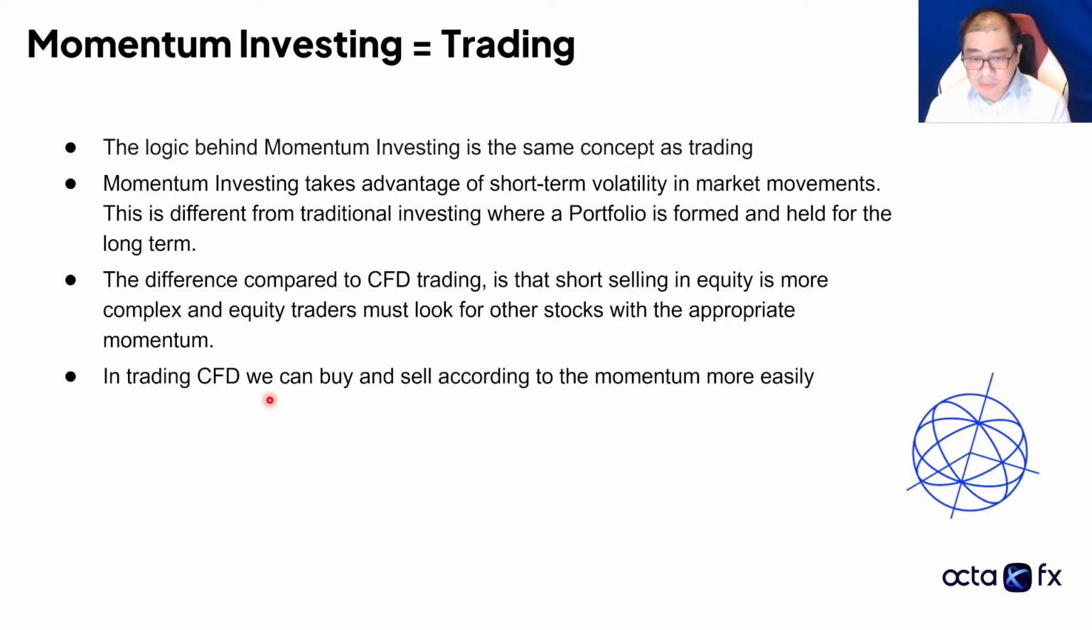Okay. The difference compared to CFD trading, I talked about this earlier. Short selling in equity is actually more complex, and equity traders must look for other stocks with the appropriate momentum if they want to continue momentum investing. That's why they adjust their positions here and there. So in trading CFD, we can buy and sell according to the momentum more easily. If you start out in the FX market, the futures market, or commodity futures market, that's going to be a lot easier. And then trading from stocks, maybe there's going to be less risk in the equity market, because in terms of leverage, I don't think it's actually huge. In terms of margin trading, a lot of traditional investors avoid margin trading, so it's a little bit more one-to-one. Maybe there's going to be less risk, but in return, short selling in the stock market is not that easy. So something to take note of.